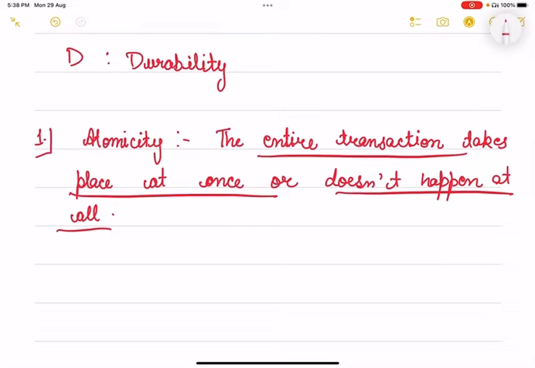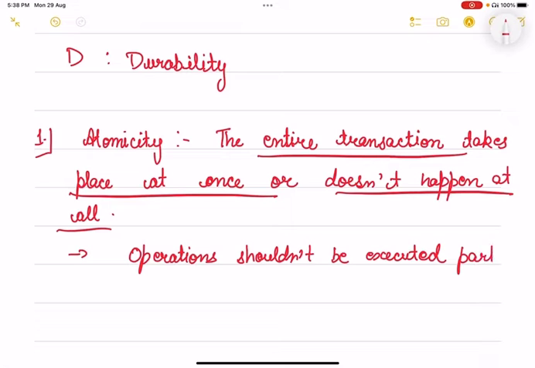It means if we are performing some operation, then that operation should not be executed partially. Operations should not be executed partially. Either the operation should be completed fully or it will not be completed at all.